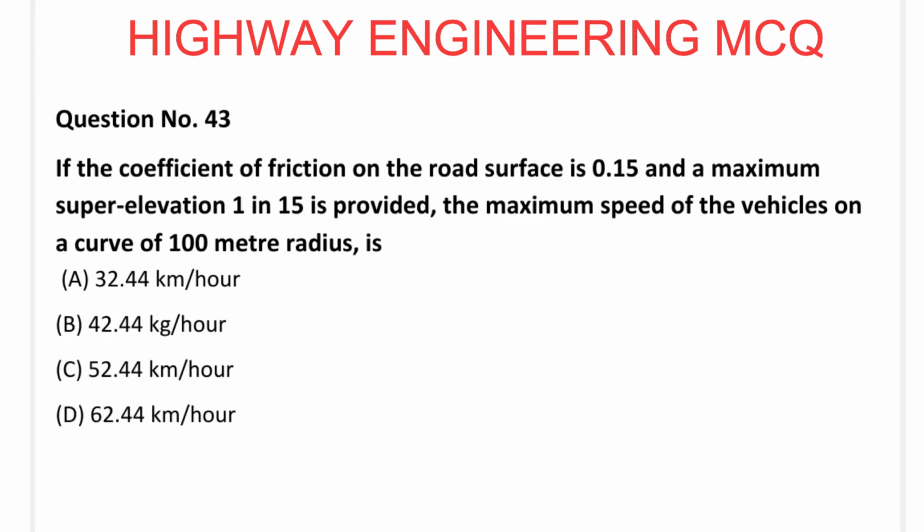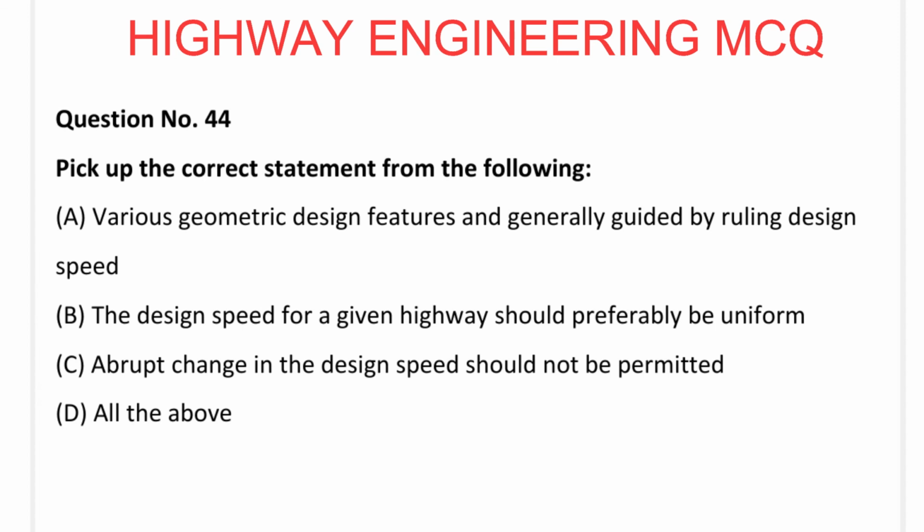So next question, if the coefficient of friction on the road surface is 0.15 and the maximum super elevation of 1 in 15 is provided, find the maximum speed of the vehicle on a curve of 100 meter radius. So this is a calculation. Option A, 32.4 kilometer per hour. Option B, 42.44 kilometer per hour. Option C, 52.44 kilometer per hour. Option D, 62.44 kilometer per hour. So the correct answer is option C, 52.44 kilometer per hour.